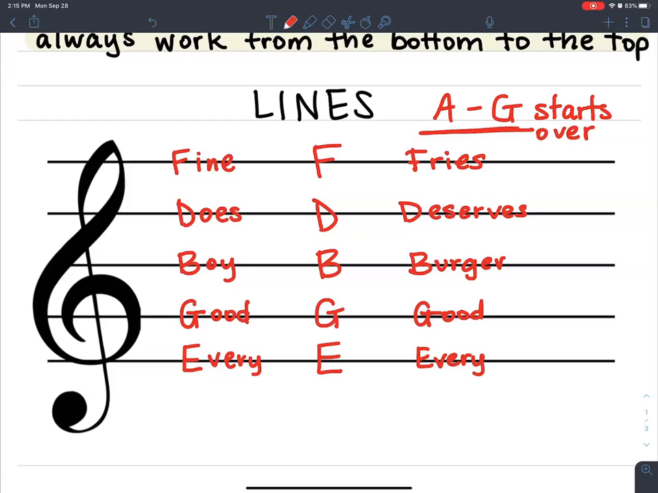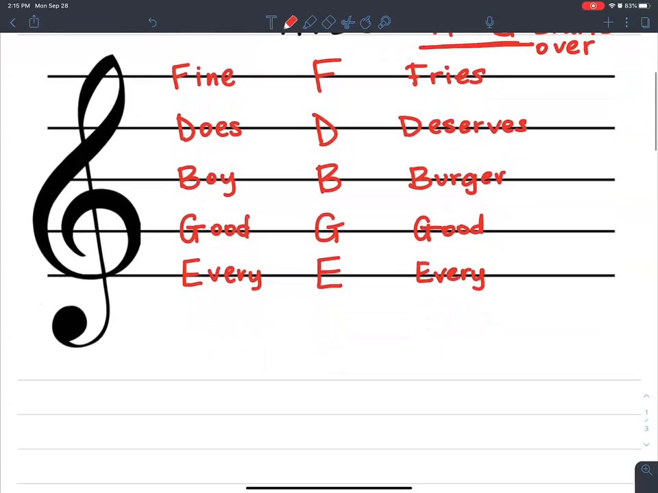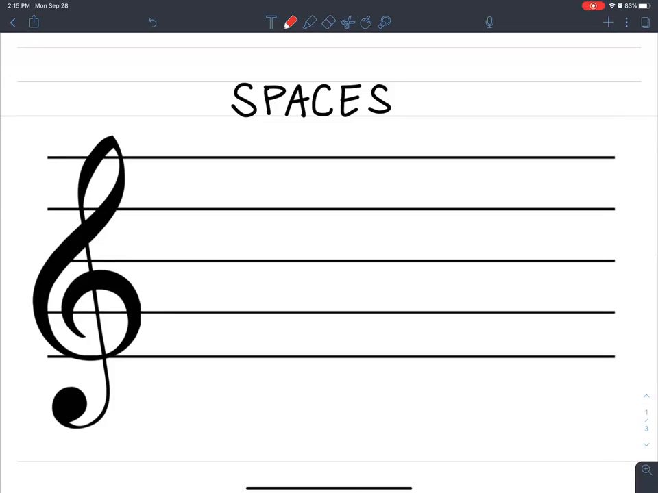So you can come up with your own acronym. I've had some people come up with super funny ones. Whatever you can do to help you come up with something that works. It doesn't matter to me. Okay? Now, those are just the lines, and you kind of got a little preview of the spaces when we were working, but let's talk about the spaces next, okay?